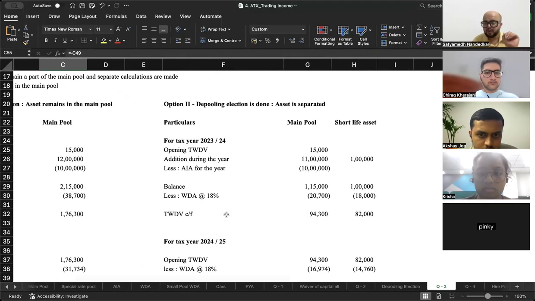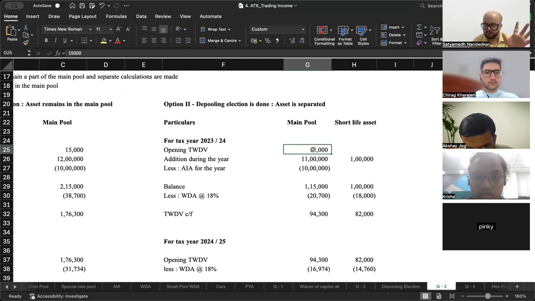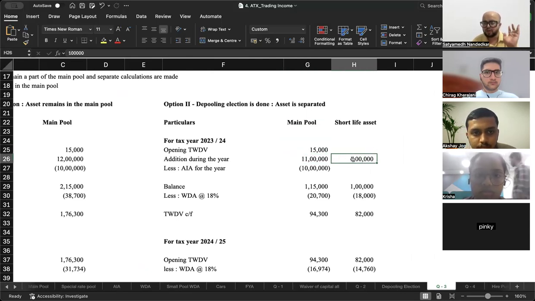What if the depooling election is made? मेन पूल में लिखो 15 लाख 15,000, 11 लाख का एडिशन इन द मेन पूल, 1 लाख का एडिशन फॉर द शॉर्ट लाइफ असेट. डीपूल, टू पूल मीन्स टू ब्रिंग टुगेदर, टू डीपूल मीन्स टू सेपरेट इट आउट. तो शॉर्ट लाइफ असेट के कॉलम में लिखो 1 lakh, subtract 10 lakh here for AIA, you are left with balance of 1,15,000. यहाँ पे you are left with balance of 1 lakh.